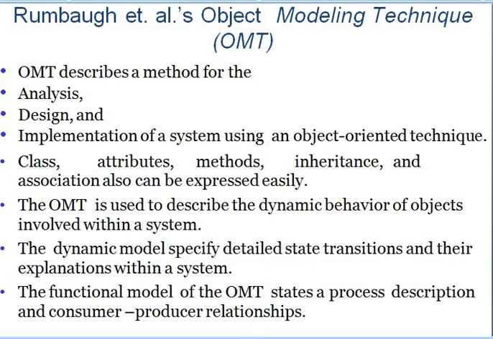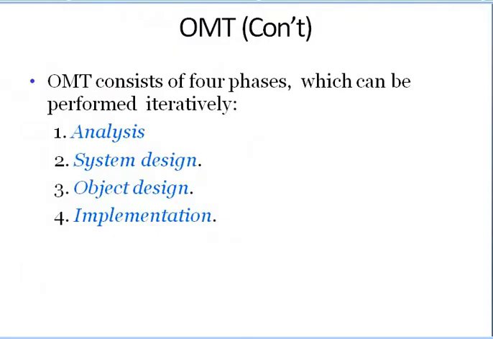The functional model of the object modeling technique states a process description and consumer-producer relationships. These are the three models into which OMT separates its functionality, that is the object model, dynamic model and functional model. The four phases of the object modeling technique are analysis, system design, object design and implementation.